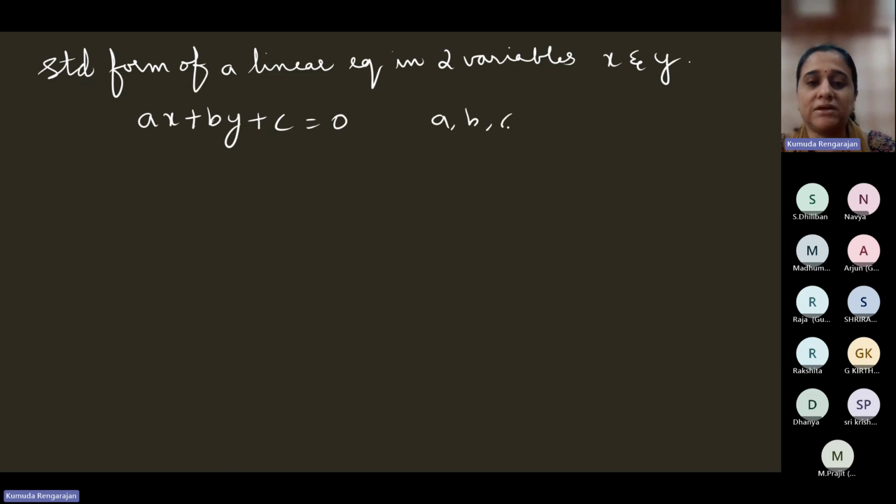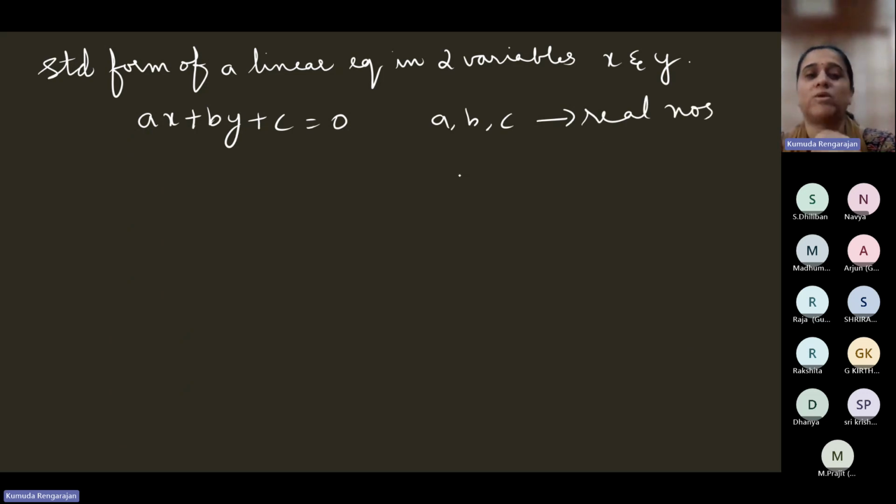A, B, C can be? Any integer. No, still broader. Then A cannot be 4 by 3, because 4 by 3 is not an integer. So A cannot be any integer, and A cannot be root 2 either. So A can be any real value. A, B, C are real numbers.